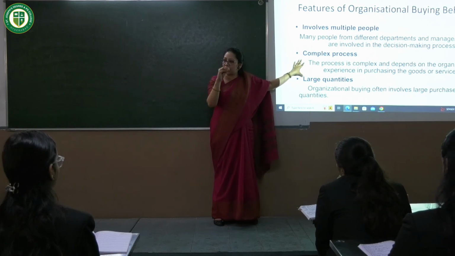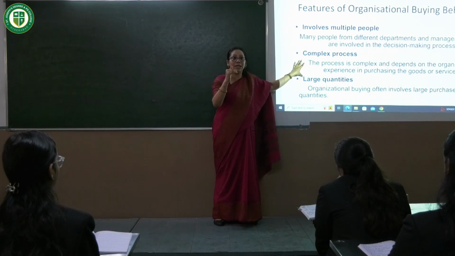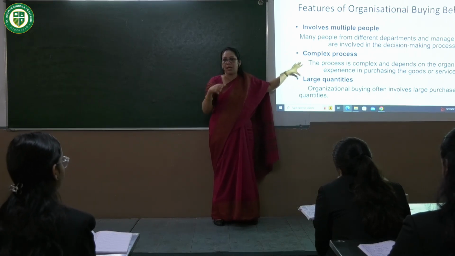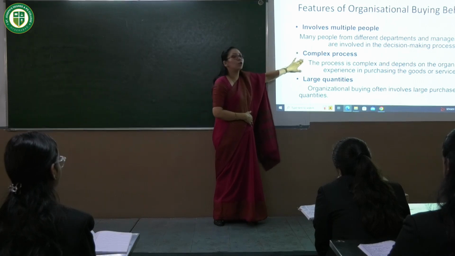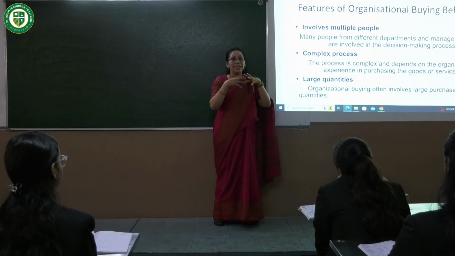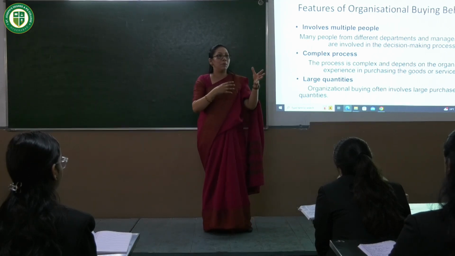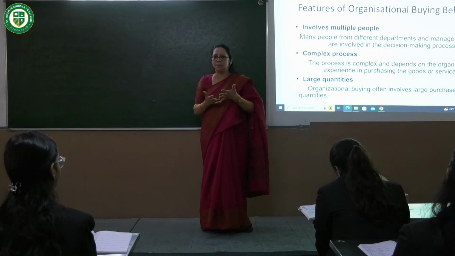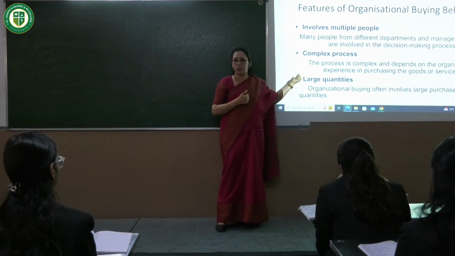that is there, and even all the different management levels, from the higher level, the middle level, the lower level, we have to get the permissions from everywhere. Then it's a complex process. Why is it a complex process? Since it involves many people, and decisions to be taken by many people, we say it's a complex or tedious process. As a consumer, me buying, it's very simple. But for an organization, it's not so easy.